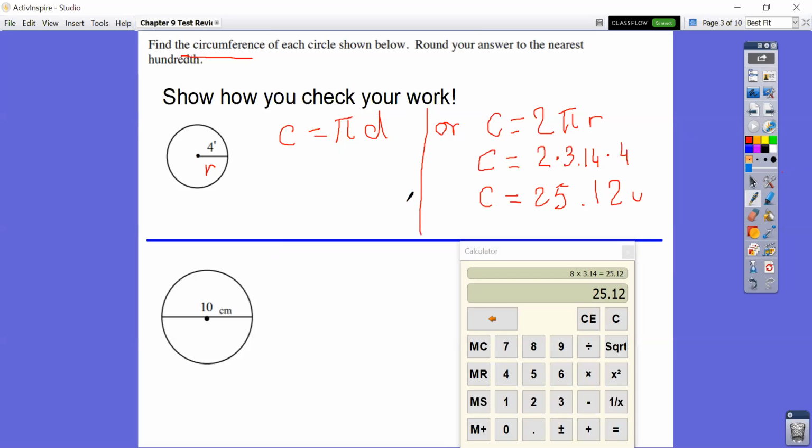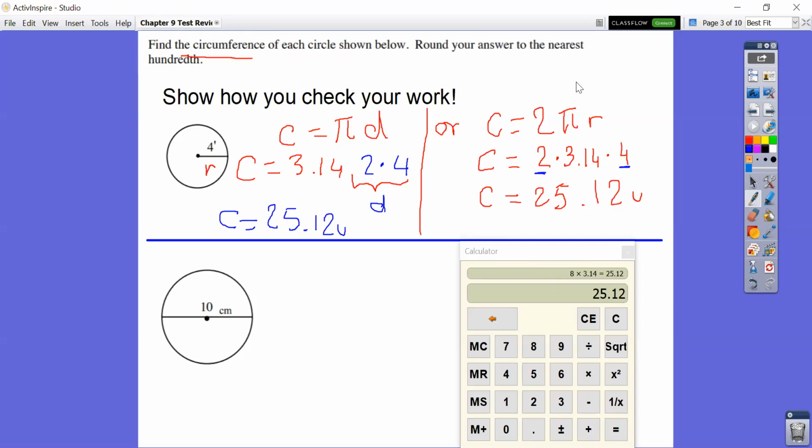You can use this formula as well. They both get you the same answer. C equals 3.14 times diameter. Remember diameter, what is it? Diameter is D. It's 2 times the radius. That's why you take 2 times 4. It's the same thing as 2 times 4 right here. That's diameter. That's how you get the same answer. C equals 25.12 units.